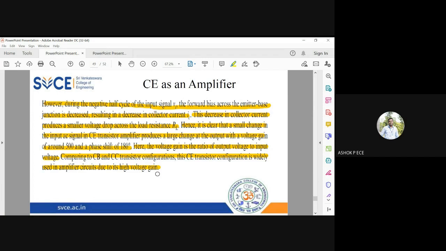So that is the reason, common emitter has all the good qualities to become an amplifier, and just because of one very good factor, that the voltage gain is very, very high, it is a potential candidate for use as an amplifier in the different electronic circuits which we use day to day in our daily life.